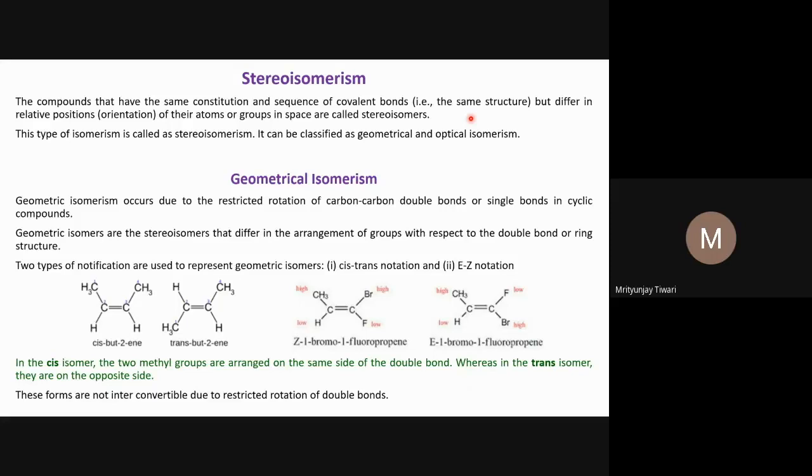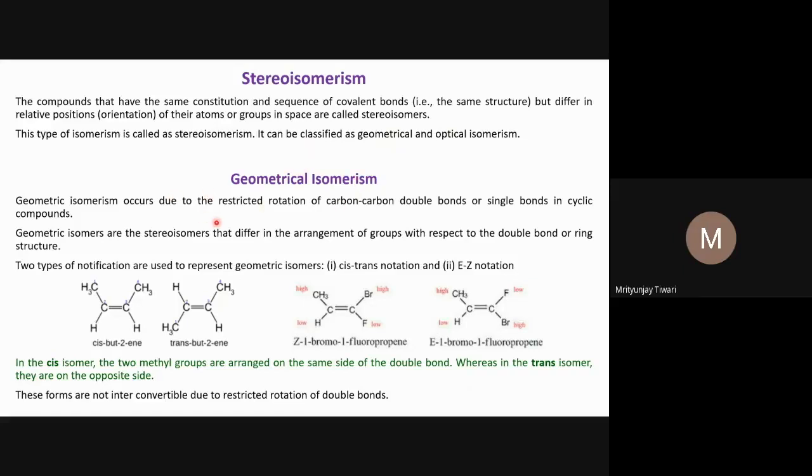It means the relative positioning of the different groups, which we call the orientation, is different in three-dimensional space, and that is why we see some of their properties are different. They may have some common properties, but some of their properties are different. This type of isomerism is called stereoisomerism, and it can be classified into geometrical and optical isomerism. Let us first focus on geometrical isomerism.